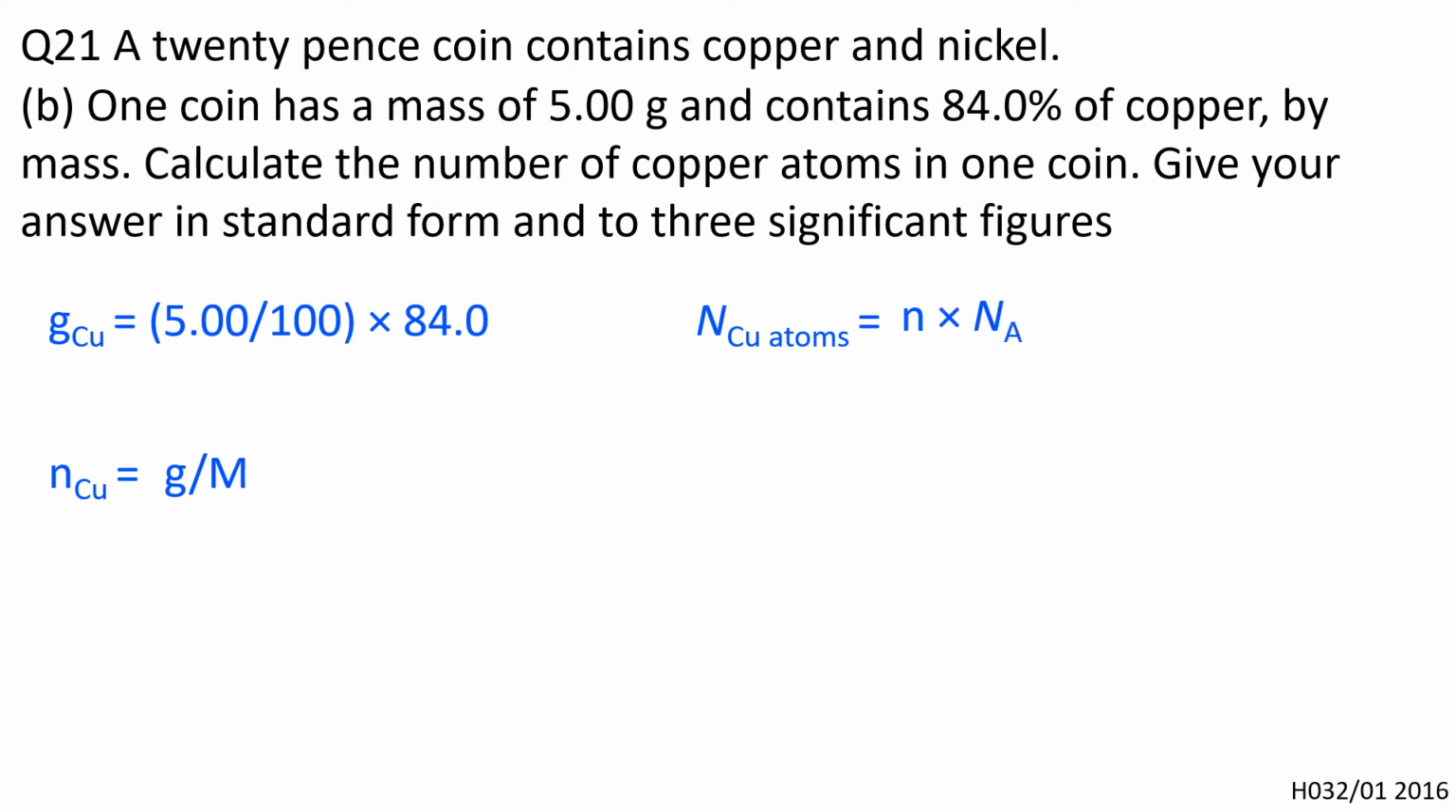and the number of copper atoms. So the number of particles could be, in this case, atoms, or it could be ions, or electrons, or it could be molecules or something like that. It's just a number of these particles.